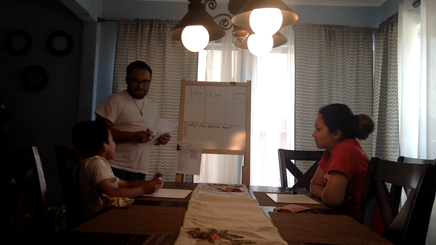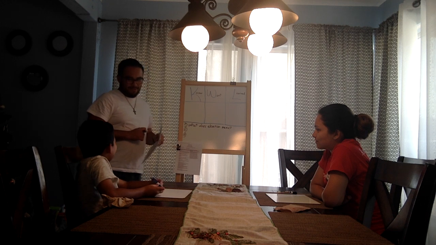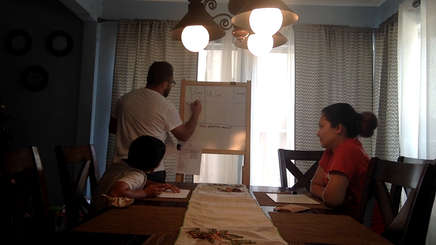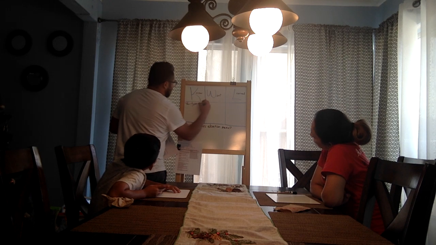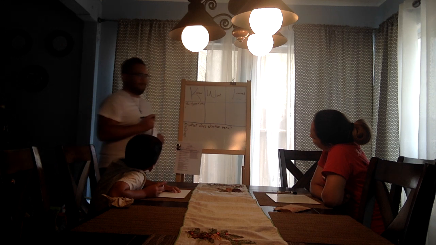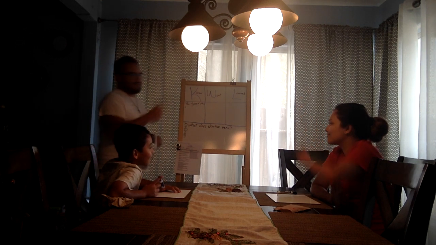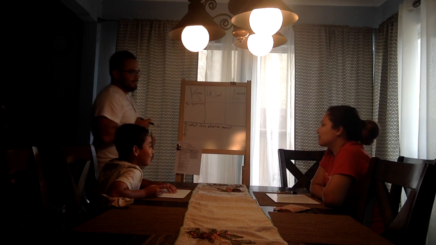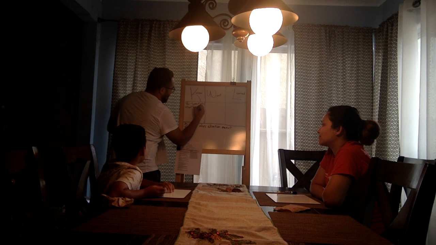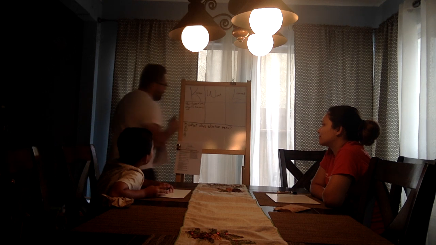Yes, Max? I know that there's 4 types of volcanoes. Ooh, perfect. I love that answer. Let me write that down. 4 types of volcanoes. Good. Anybody else? Yes. I know that they erupt and lava comes out. That's a great answer too. They erupt and lava comes out. That's awesome. Okay. Anything else?